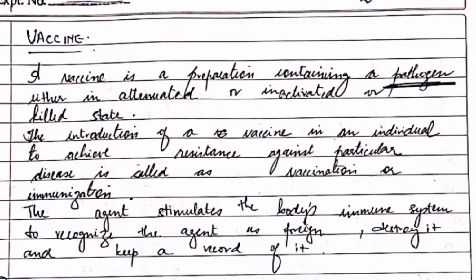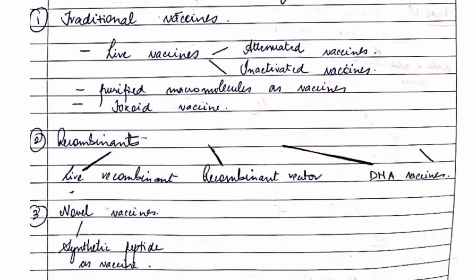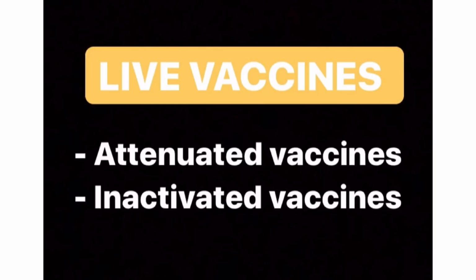Vaccine is a biological preparation that improves the immunity to a particular disease, and this is basically created by using dead or inactivated forms of microbes. They are of different types: traditional, recombinant, and novel vaccines, and under these comes subunits like live vaccines, attenuated, inactivated. So now let's start with live vaccines, which are of two types, that is attenuated and inactivated vaccines.